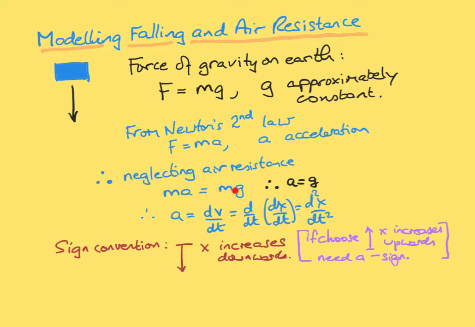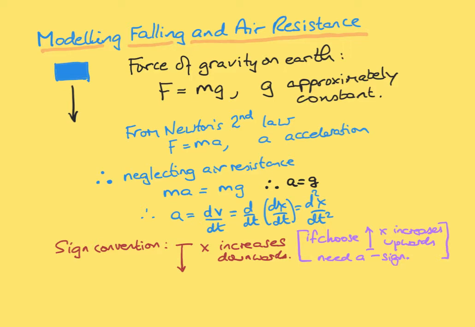So this sign convention is built into this, because otherwise I would have a minus sign. I would not have that d2x dt squared is plus g. I would have d2x dt squared is minus g were I to use this convention. So let's now just solve this situation.